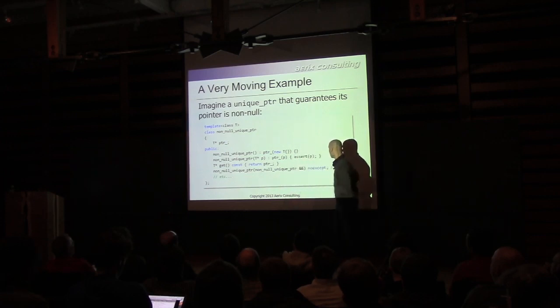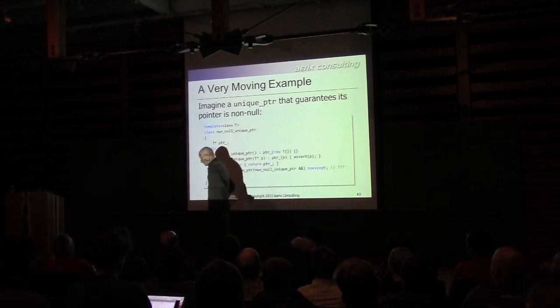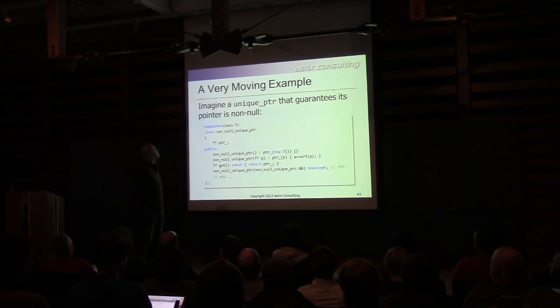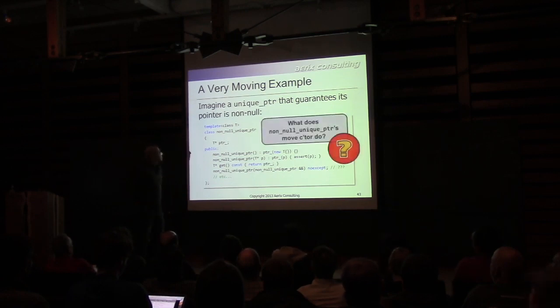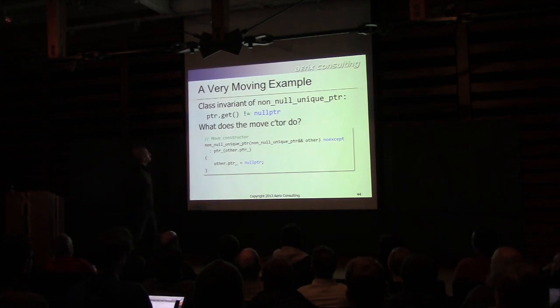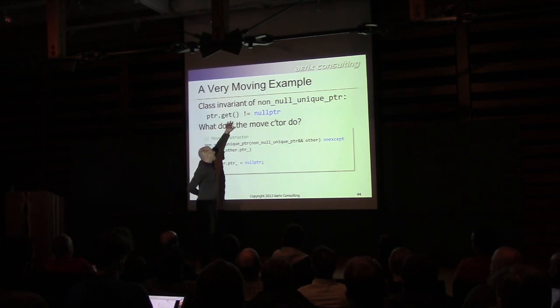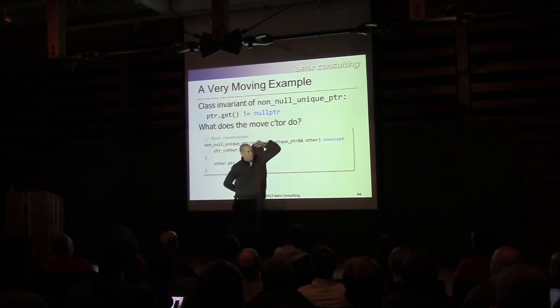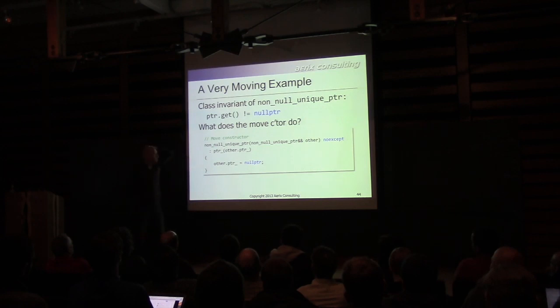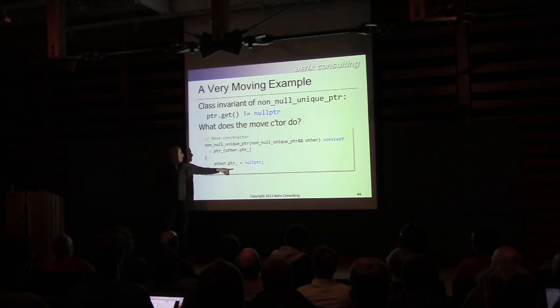And now comes time to implement the move constructor because it's a unique pointer and it should be movable, because otherwise, what's the point? So how does that work? What does the move constructor do? Let's rephrase. The name of the class is non-null unique pointer, so it should be obvious that this is the class invariant: ptr.get is not equal to nullptr. Here's a move constructor where I steal the guts. Oops, I set the other pointer to nullptr. Is that okay?